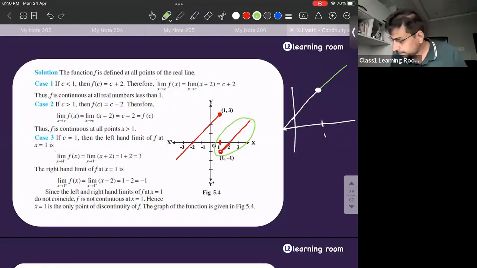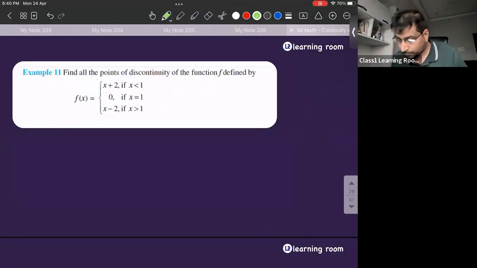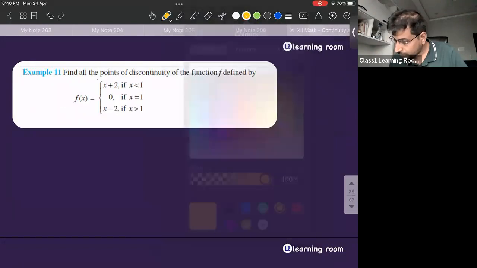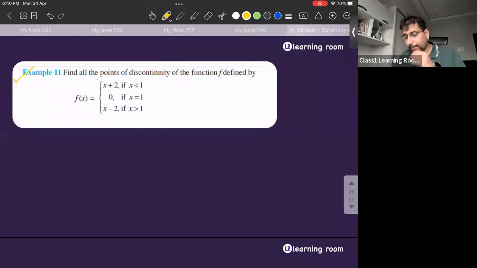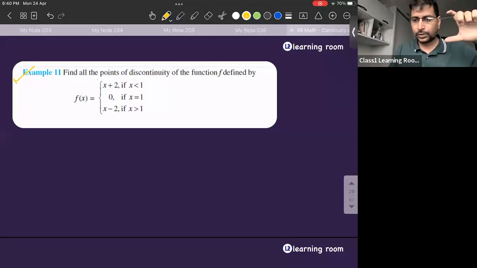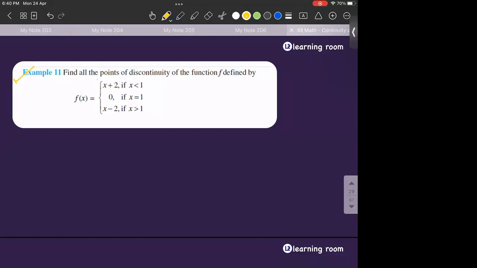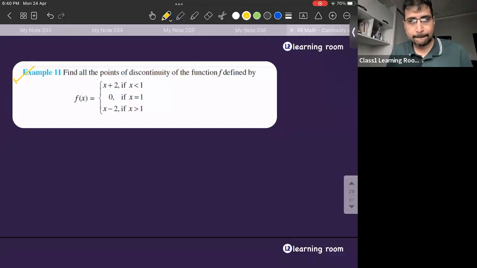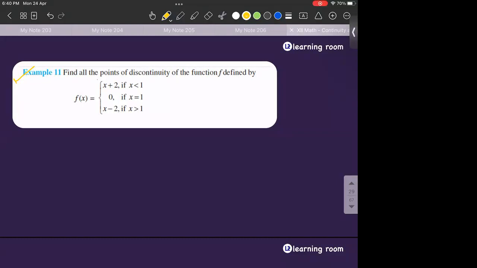So we'll do one last problem and then wind up. Example 11: find all the points of discontinuity of the function. Whenever you have this kind of function, again, the function is broken, right? Divya, Rupa, you're there? Tell me how to solve this. So this function is broken. At which point?